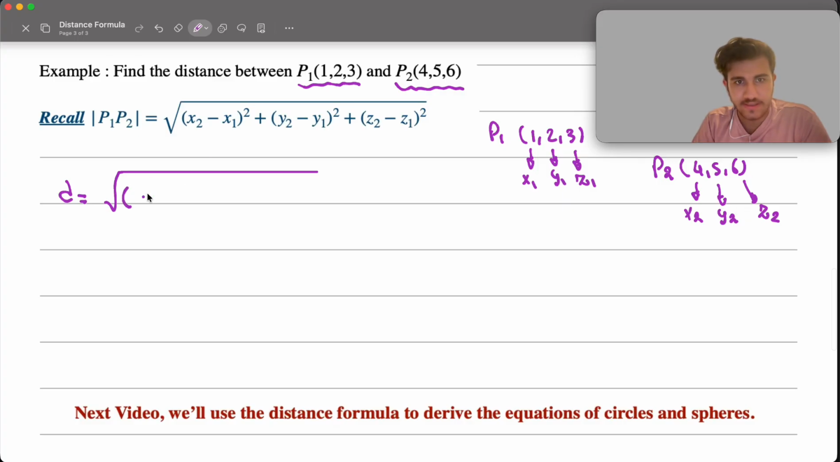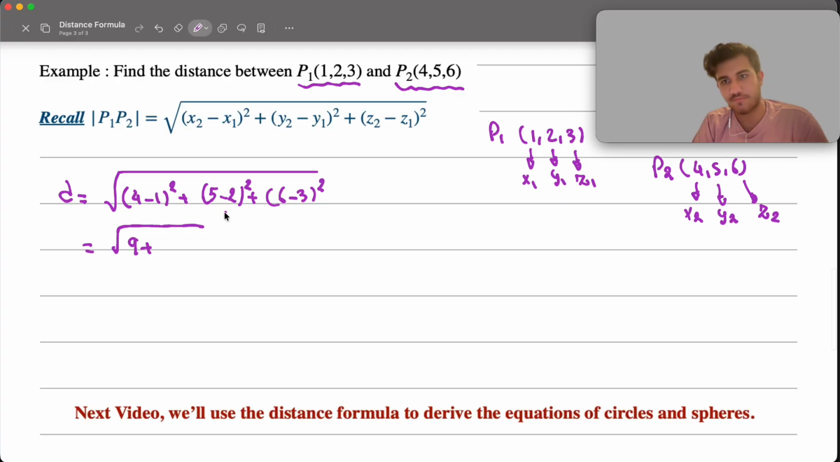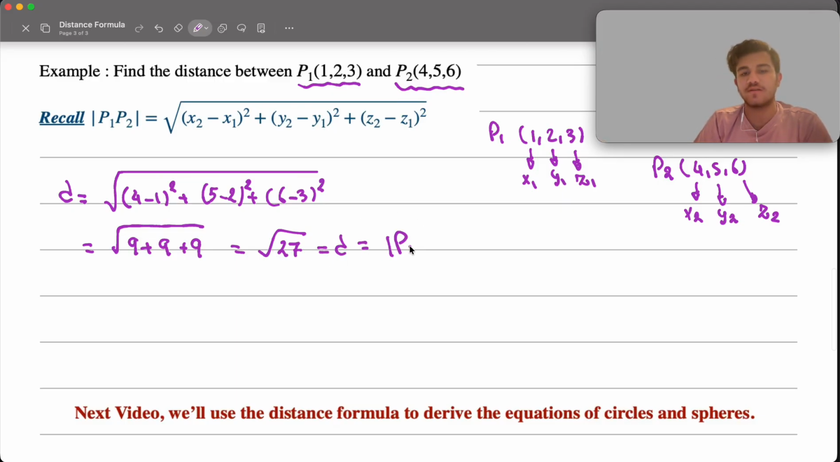Then according to the formula, it says x2 minus x1, so x2 is 4 minus 1, so 4 minus 1 all squared, plus y2, which is 5 minus 2, all squared, plus z2, which is 6 minus z1, which is 3, so 6 minus 3 all squared. This is going to give me the square root of 4 minus 1, which is 3 squared, giving me 9, plus 5 minus 2, giving me 3 squared, which is 9, plus 6 minus 3, giving me 3 squared, which is 9. Then this is going to give me the square root of 27. That's all. This is the distance, or this is the absolute value of the distance P1 to P2.